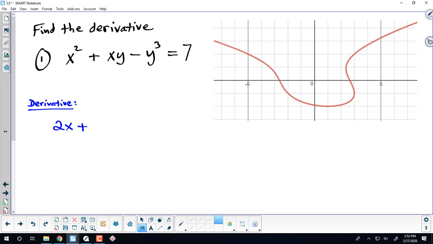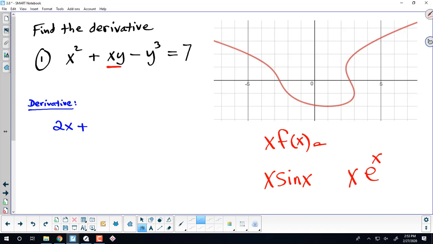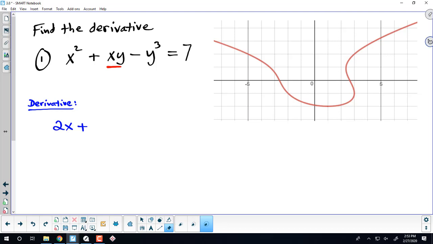Plus the derivative, what's the derivative of xy? Y prime? What do y'all think? If I told you to take the derivative of this, what would you do? What rule would you use? Product though, right? It's x times another function of x. If I told you to take the derivative of this, you'd use a product rule. So we've got a product rule there. We'll look at that in a second.